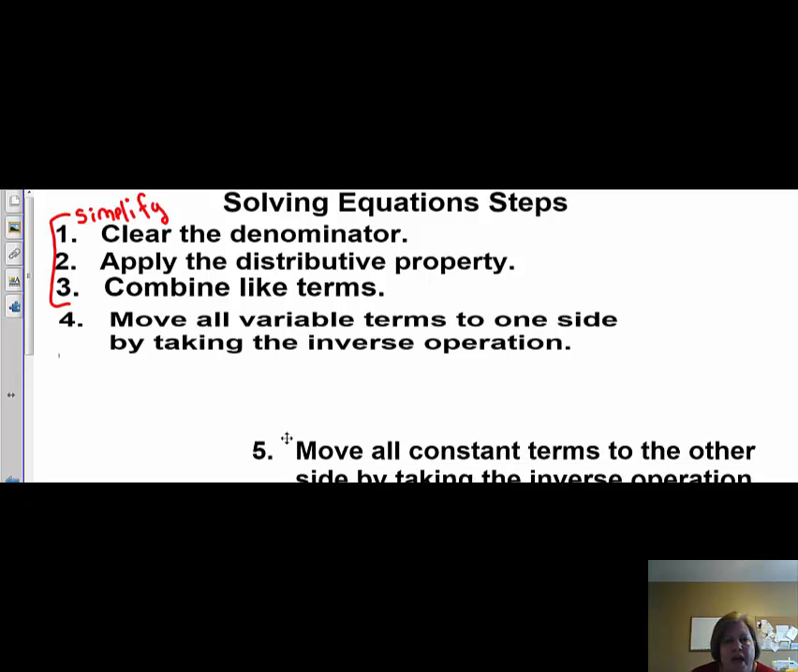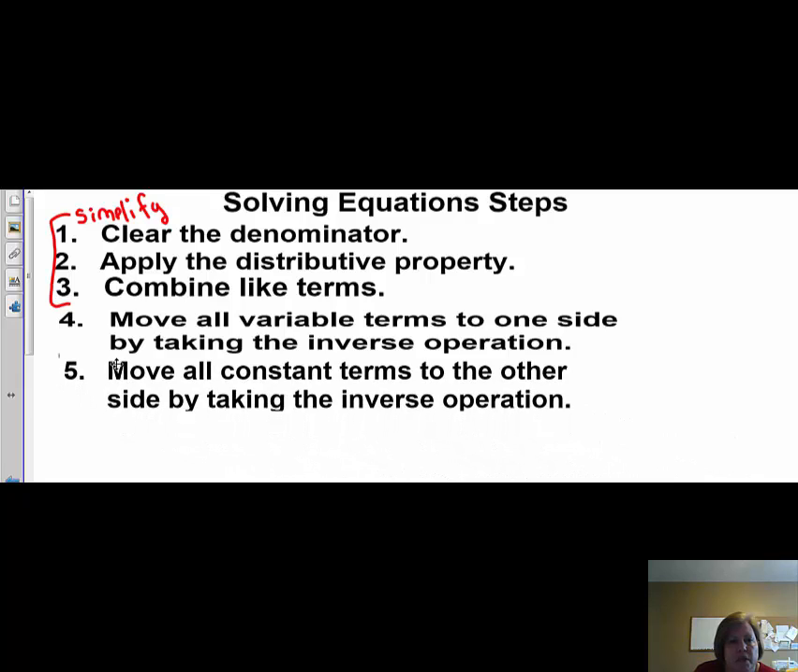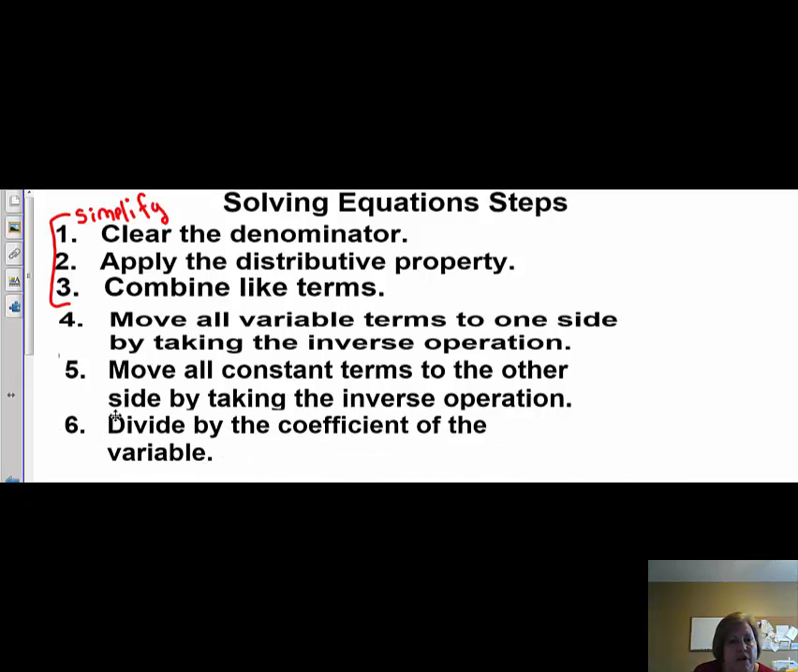After you do that, then you'll have some constant terms. When you have constant terms, they need to go to the other side. So if you went left with the variables, you're going to go right with the constants. And you'll also move them by taking the inverse operation. And then finally, you're going to be left with a coefficient and a variable on one side and a constant on the other. At this point, you want to divide by that coefficient, and then you'll have your final answer, which is the value of your variable, which is the whole point in solving anyway.